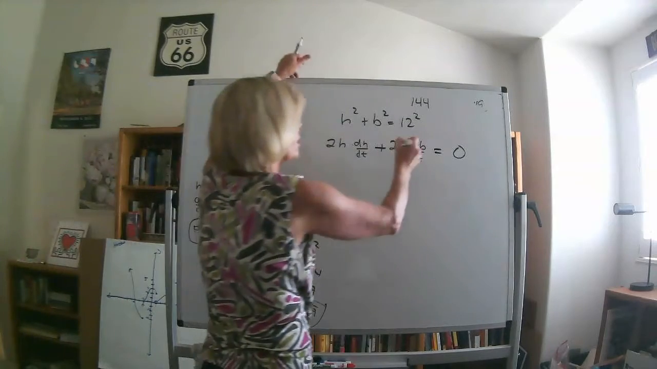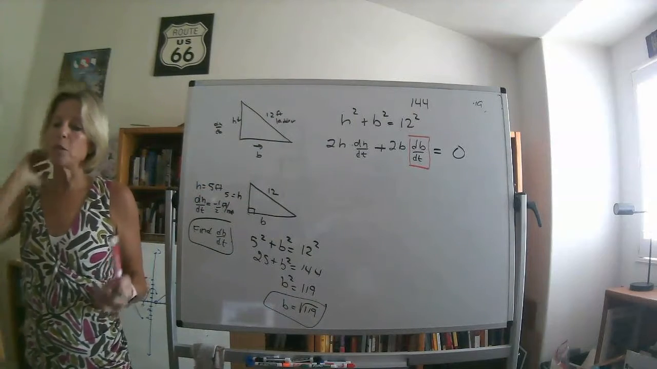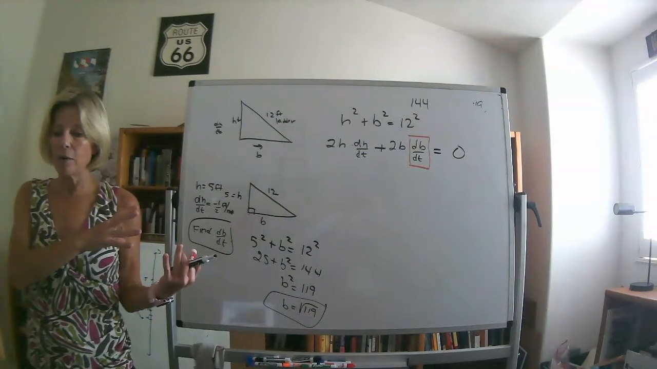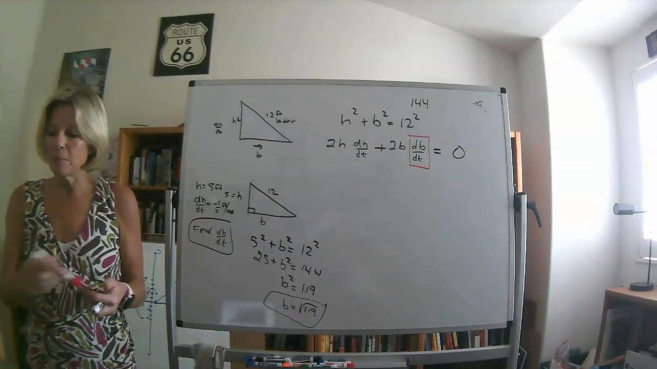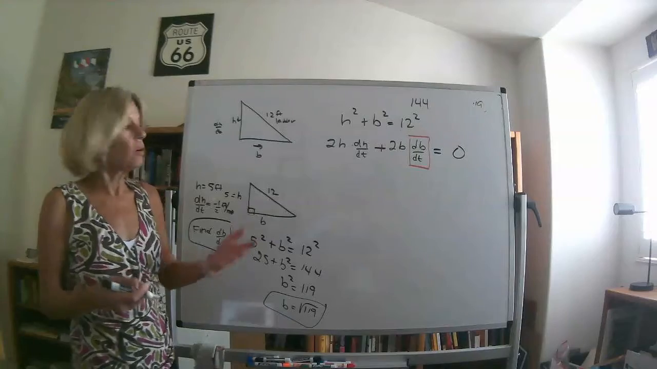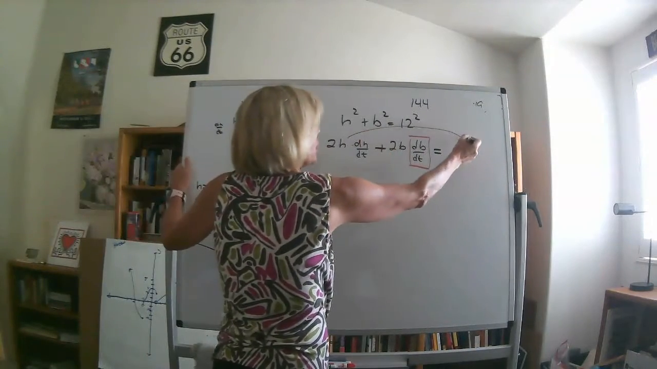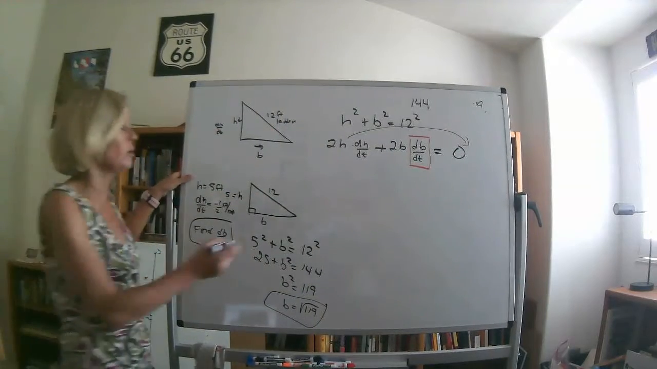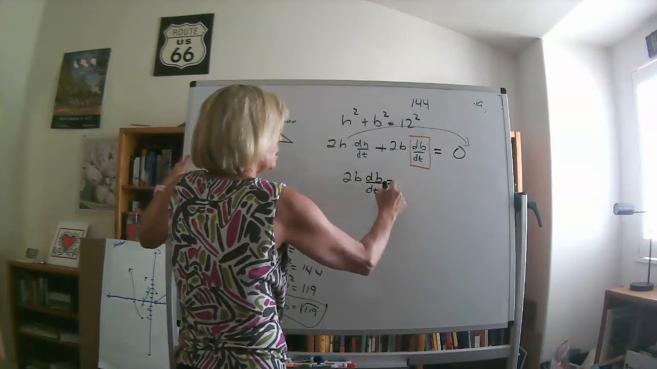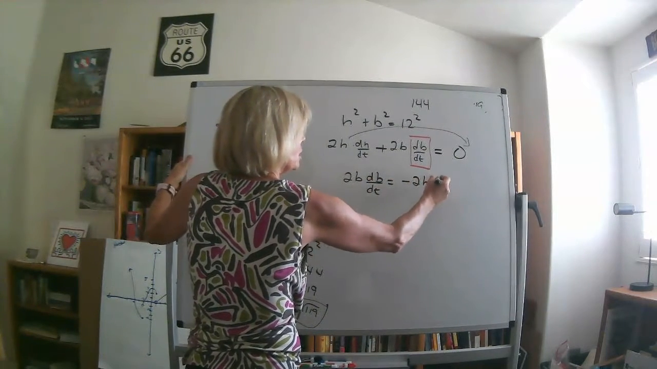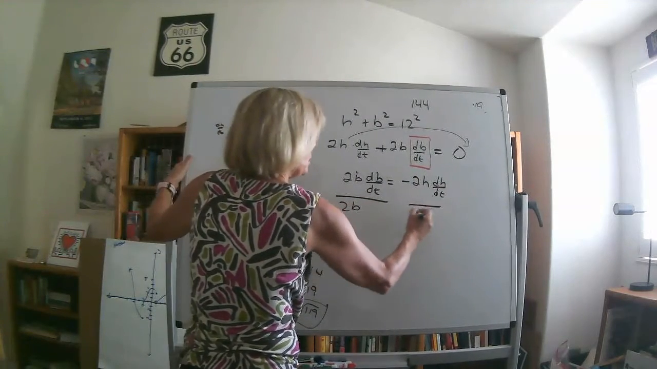What we want to find is dB/dt. So I've got a couple of options. I can either substitute my values in now and solve for dB/dt, or solve for dB/dt and then substitute in. I'm going to choose the latter method just because this looks pretty simple to solve. So I'm going to subtract, bring the 2h dh/dt over, so I have 2b dB/dt equals negative 2h dh/dt, and then I'm going to divide by my 2b.